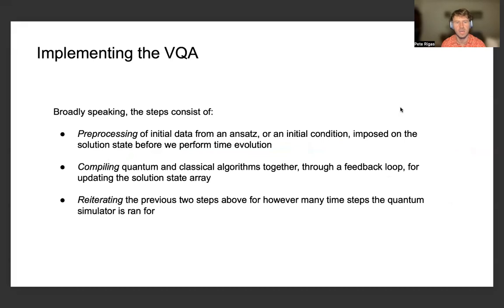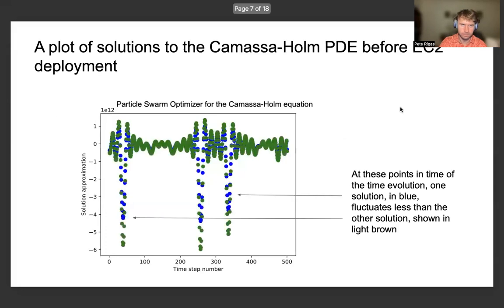So to implement the VQA, broadly speaking, the steps of the algorithm consist of pre-processing of the initial data from an ansatz or an initial condition imposed on the solution state before we perform the time evolution. In the second step, compiling the quantum and classical algorithms together through a feedback loop for updating the solution array. And finally, in the third item, reiterating the previous two steps, in which we interface quantum computation and classical computation for determining how many time steps the quantum simulation is run for. This is pretty much reiterating my summary of different aspects of this algorithm that I gave in my previous three presentations.